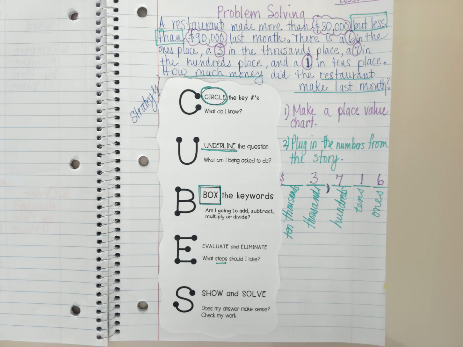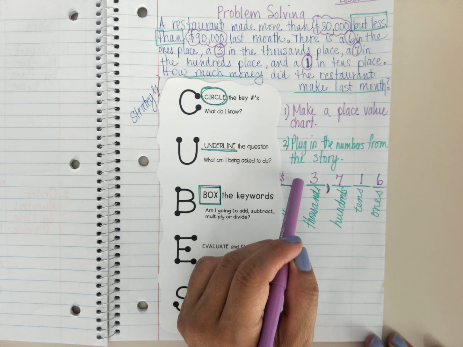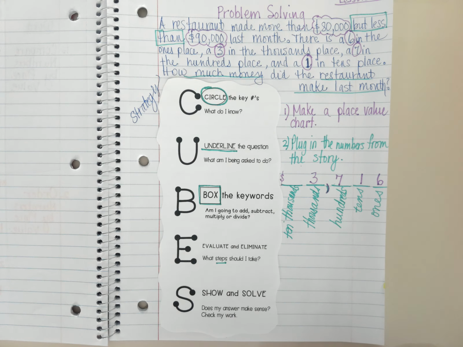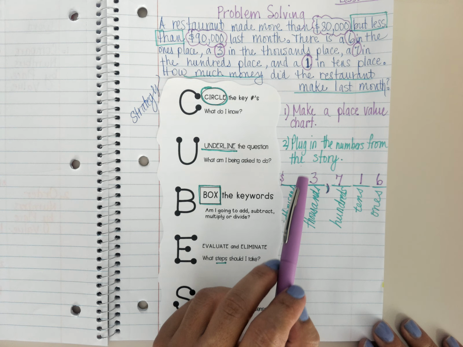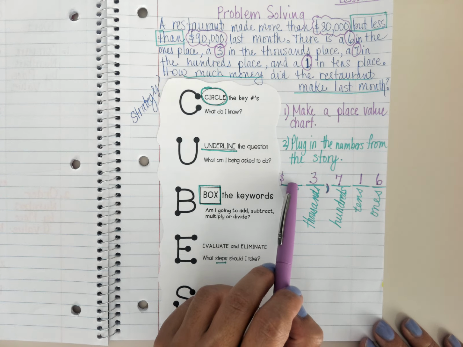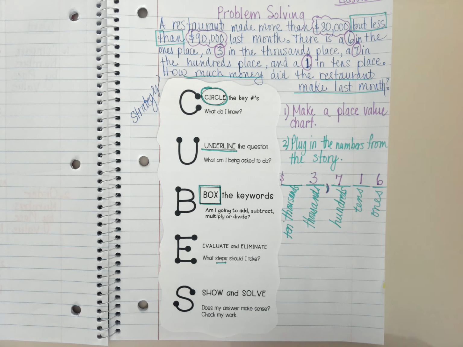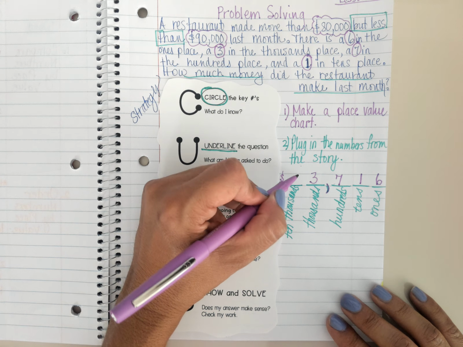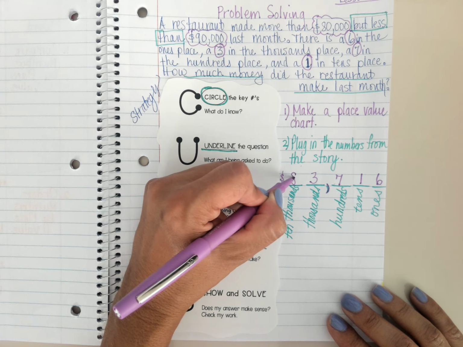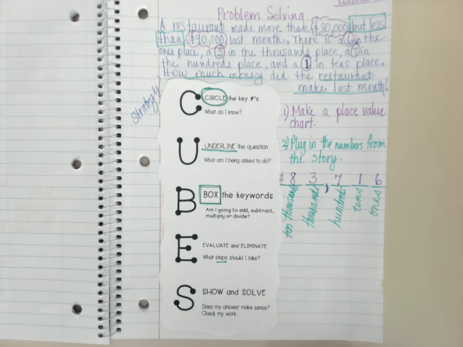Wait till the projector stops being blurry. There it is. Okay. So the restaurant made more than $80,000. Our number is going to be greater than 80,000, but less than 90,000. So the number is not going to be any bigger than 90,000. It's not going to go into the 9. Therefore, we know that our number is greater than 80,000, less than 90,000, so you need an 8 in the 10,000s place.